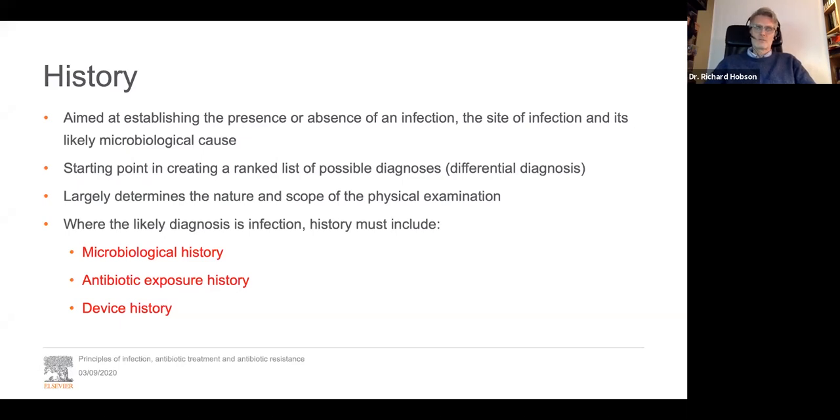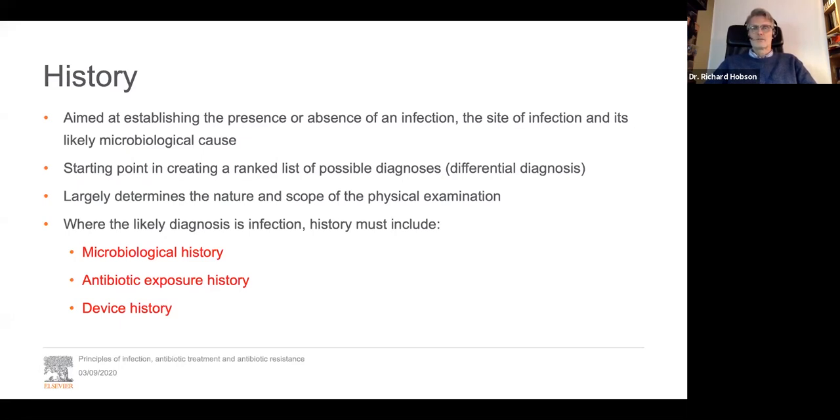To some extent, it's aimed at establishing the severity of infection as well, although that comes more in examining a patient. And the history, of course, is the starting point in creating what you might describe as a ranked list of possible diagnoses, with the most likely one at the top. And that, of course, is called the differential diagnosis list. The history largely determines the nature and scope of the physical examination.